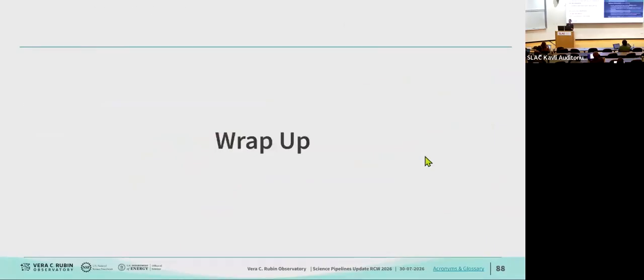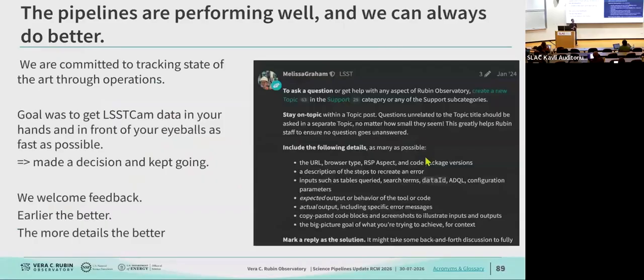Okay, so to wrap up, the pipelines are performing well for DP2, but we can always do better. We are committed to tracking the state of the art in algorithms all through operations. All through construction, we've been monitoring what people have been doing and trying to incorporate new ideas into the algorithms, and we plan to do the same all through operations as well.